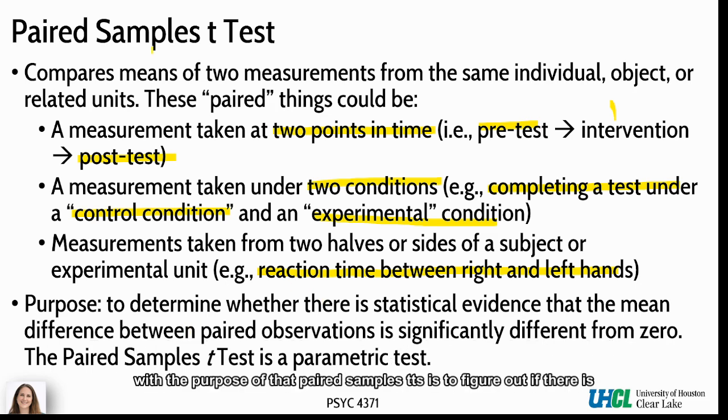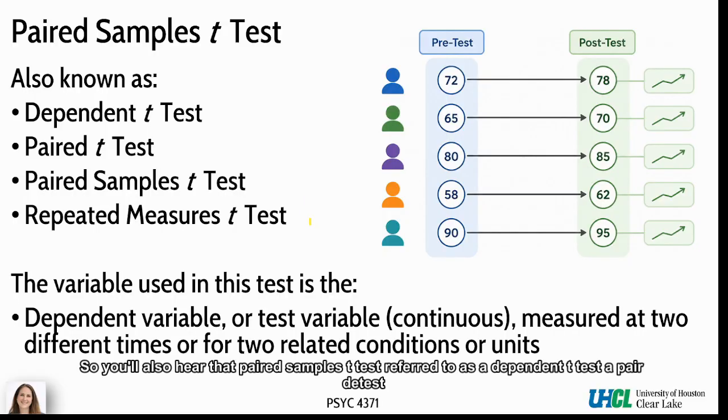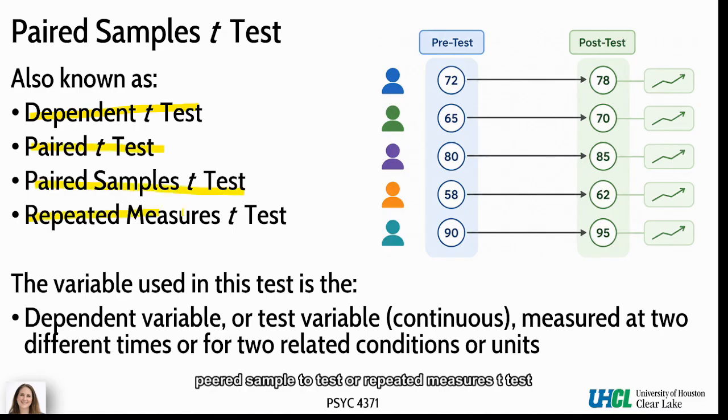But the purpose of that paired samples t-test is to figure out if there is evidence to prove that the mean difference between those paired observations was significantly different from 0, okay? Paired samples t-test is an example of a parametric test. So you'll also hear that paired samples t-test referred to as a dependent t-test, a paired t-test, paired samples t-test, or repeated measures.